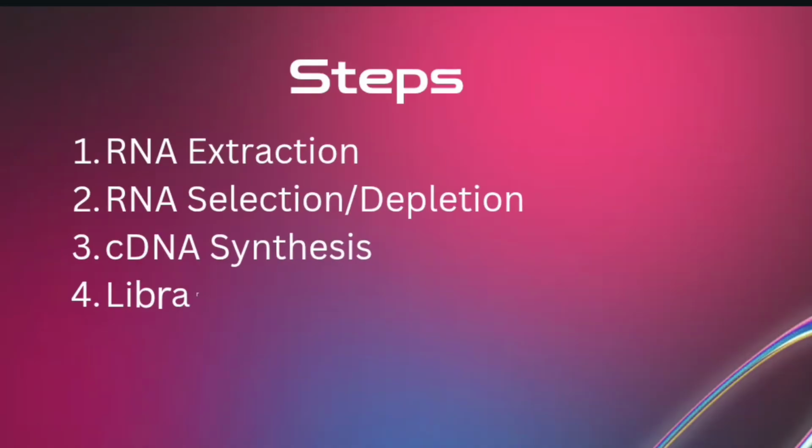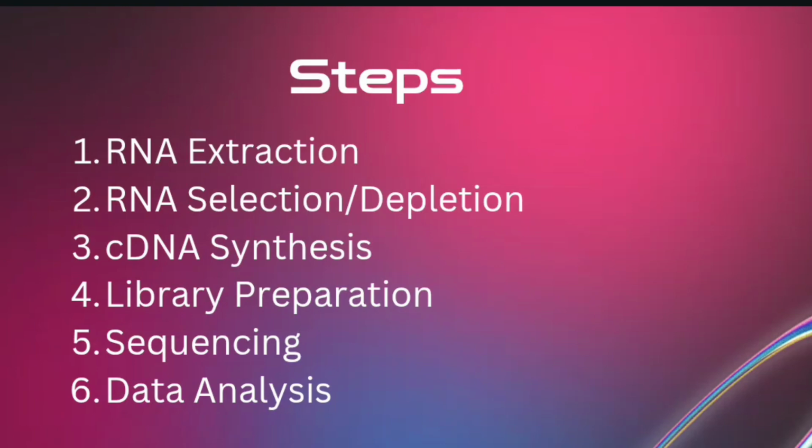There are certain steps included in the process of RNA sequencing. The first one is RNA extraction. We have to isolate the total RNA from the cell or the tissue. Then selection or depletion of RNA. Choosing messenger RNA using a poly-A selection or removing ribosomal RNA. Third step is the synthesis of cDNA or complementary DNA, converting RNA into stable complementary DNA.